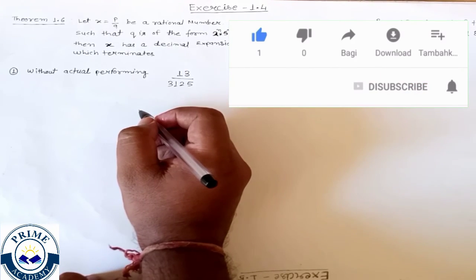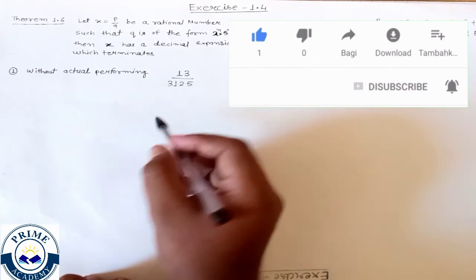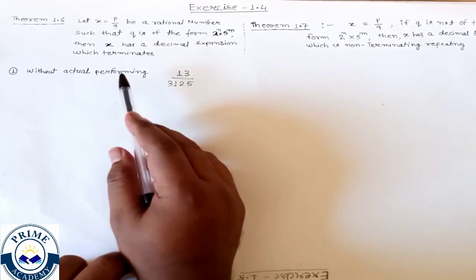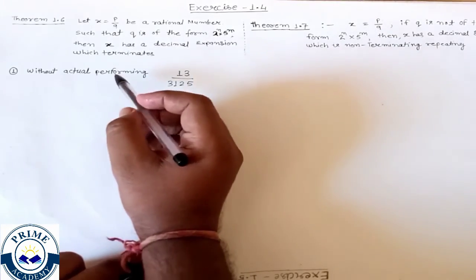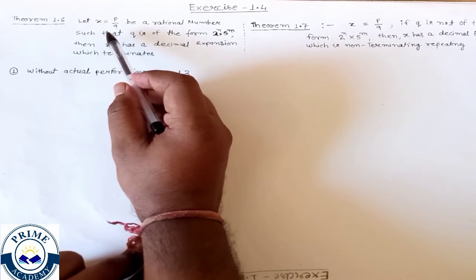Hello students. So today we are going to start exercise number 1.4, right? Before starting this exercise, you have to know two theorems regarding rational numbers. So actually we know the rational numbers.